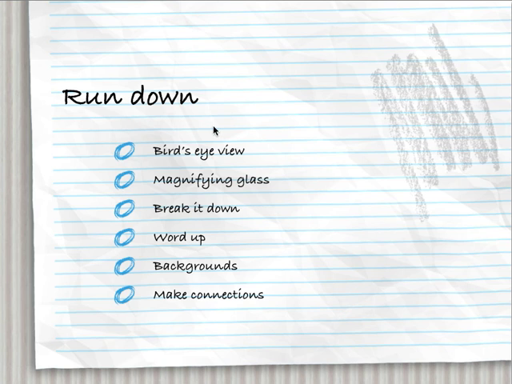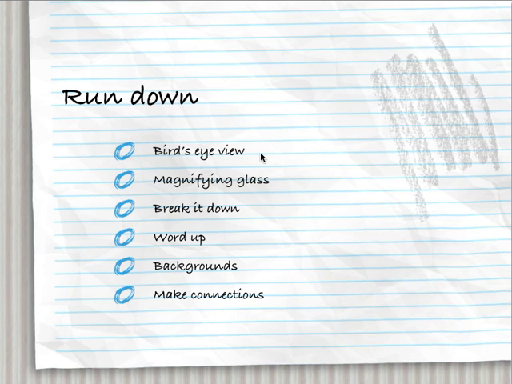First would be to make sure that you have a bird's eye view of the book as a whole. The second would be to take out your magnifying glass, using that as a metaphor to look at the text in significant detail. A third step would be to break the passage down. The fourth step we'll look at, I called Word Up, would be to study individual words within the passage, and then to look at the backgrounds and to make connections.